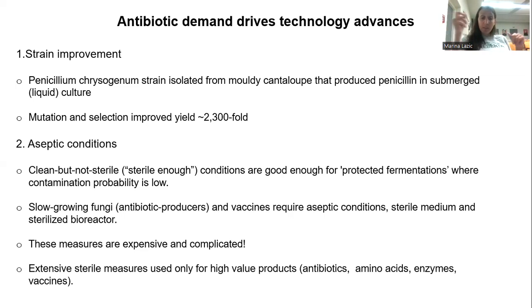Then people started developing those antibiotic producers, those slow-growing fungi, and all those slow-growing fungi and vaccine production require completely sterile media. If you want to make something that will be used by people, it cannot be contaminated with random pathogens. So this need for antibiotics and for vaccines required protective fermentation. That's why people started paying more attention to aseptic techniques. So sterile enough was not good enough anymore.